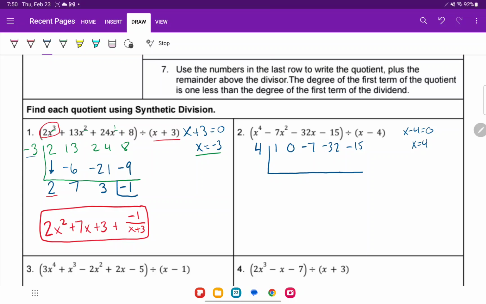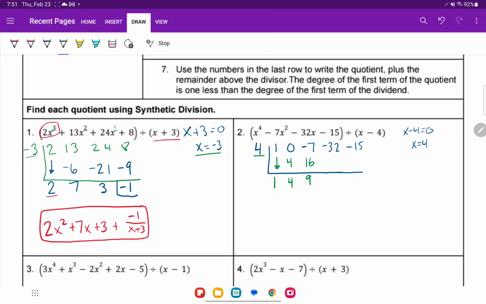All right. Now from here, we're going to always drop the first term. We're going to multiply. 4 times 1 is 4. Then we're going to combine. So after we multiply, we place it in the next column. Combine 0, and that's a positive 4. So 0 plus 4 is 4. Then we're going to take our pivot point and multiply it by our next number. So 4 times 4 on the bottom is 16. We place that in the next column. So negative 7 plus 16 is going to give me 9.